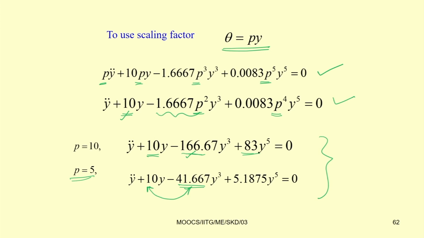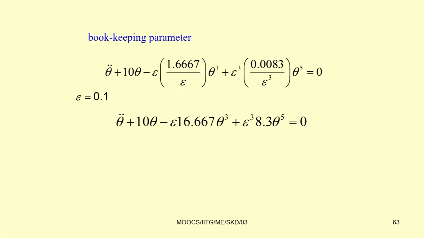This way you can use a scaling parameter. Here p is the scaling parameter. So, you can use a scaling parameter to order the equation of motion. Now let us see how we can use a bookkeeping parameter. The bookkeeping parameter epsilon is a parameter which is very much less than 1.